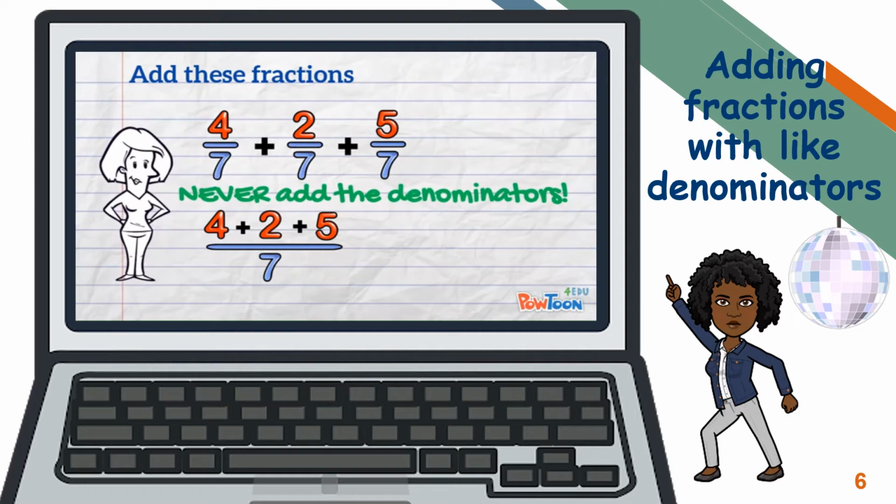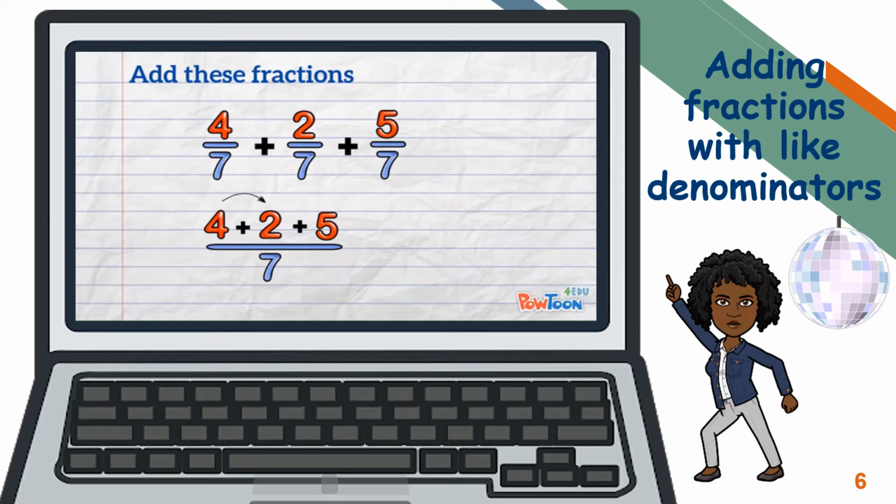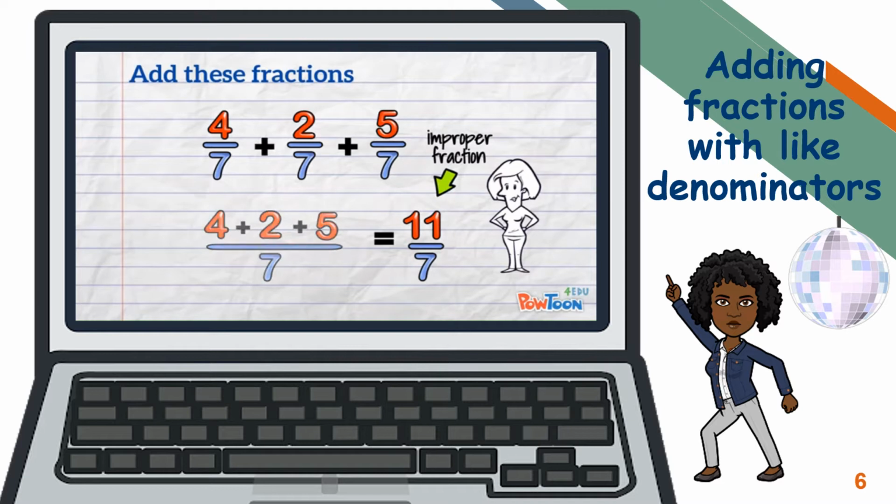And you know, we never add the denominators. Next, you just add it up. 4 plus 2 is 6, plus 5 is 11. We get 11 over 7. That's the numerators added, but now we've got an improper fraction, so it won't do. But that's okay, because you know how to change it to a proper fraction, don't you? Remember how? The denominator is 7.